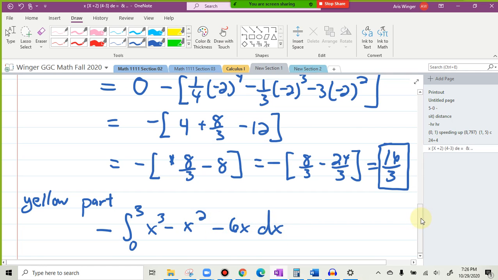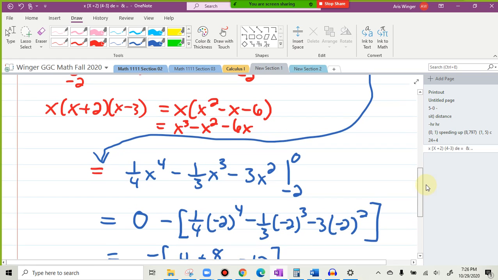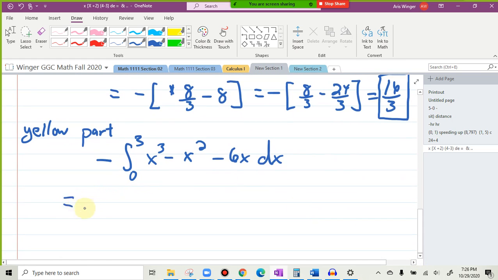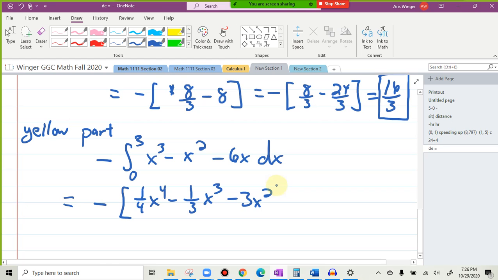What's nice, of course, is that the antiderivative is exactly the same. I want to make sure I've written it right. So then this is going to be equal to negative, and then it's going to be 1/4 x to the fourth minus 1/3 x to the third minus 3x squared. And again, now this is evaluated from 0 to 3.